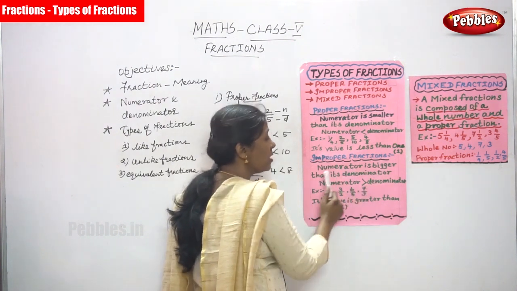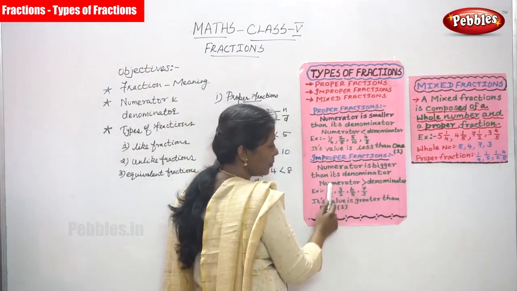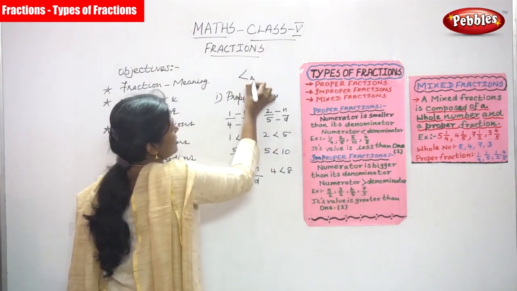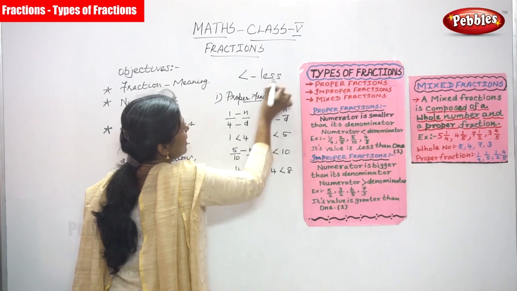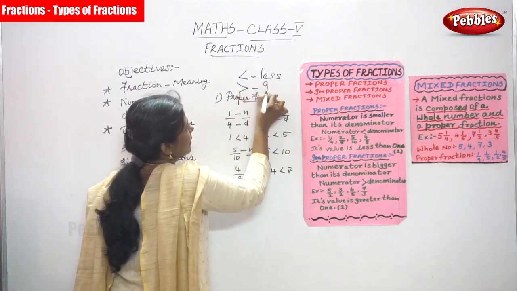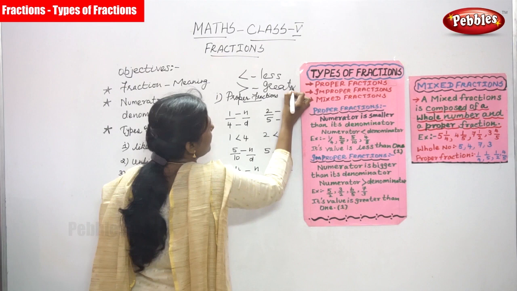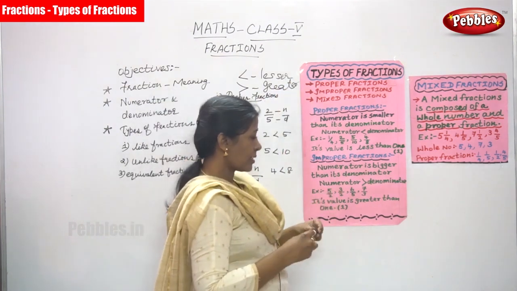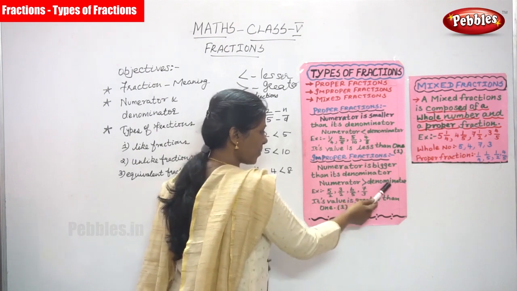Numerator is greater than its denominator. So this is the symbol of less and this is the symbol of greater. Greater, lesser, greater. So what is this? Numerator is greater than the denominator.